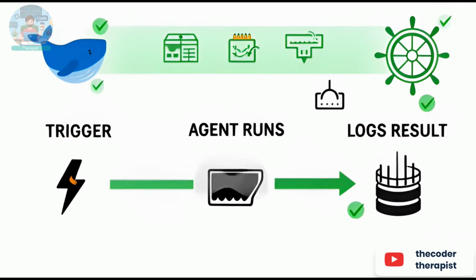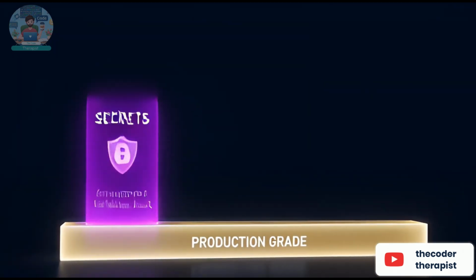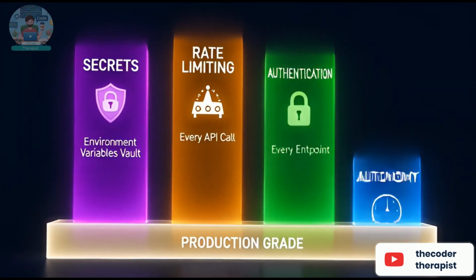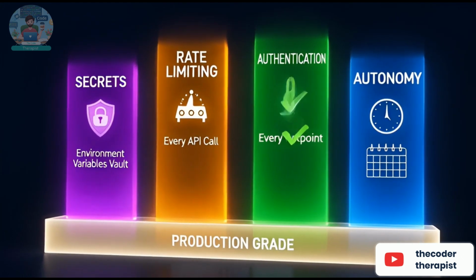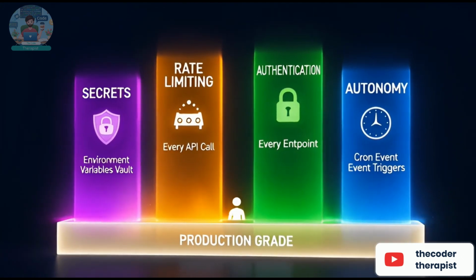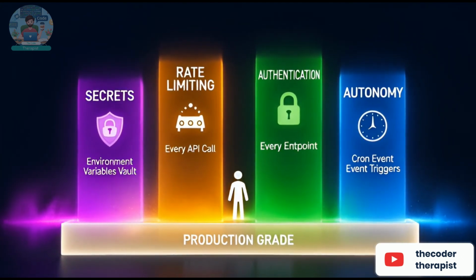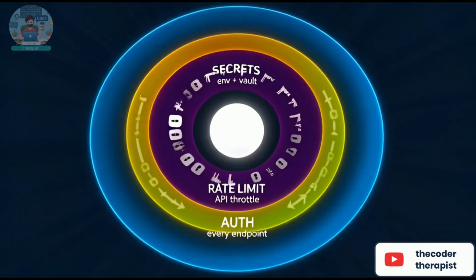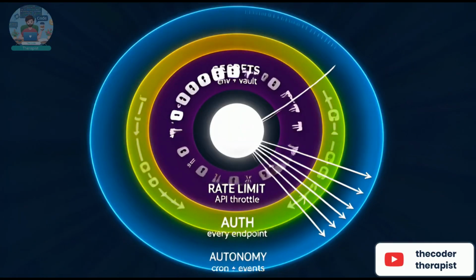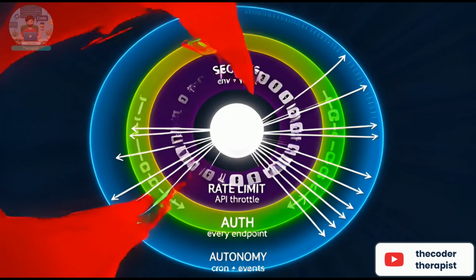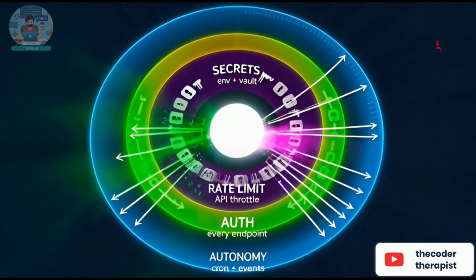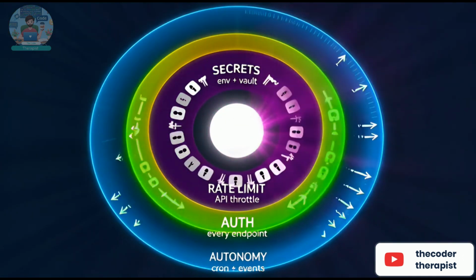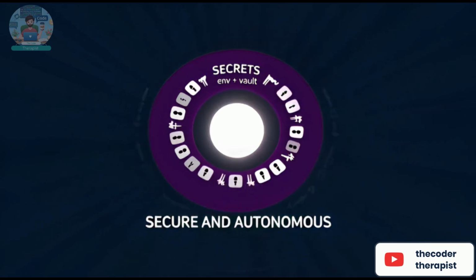Docker, Kubernetes. Secrets are managed through environment variables or a vault. Rate limiting on every API call. Authentication on every endpoint. And execution? Cron jobs or event triggers. So your agent runs autonomously without you babysitting it.